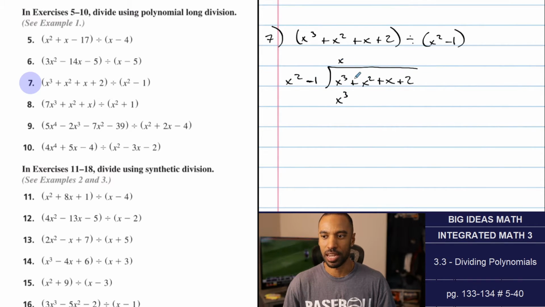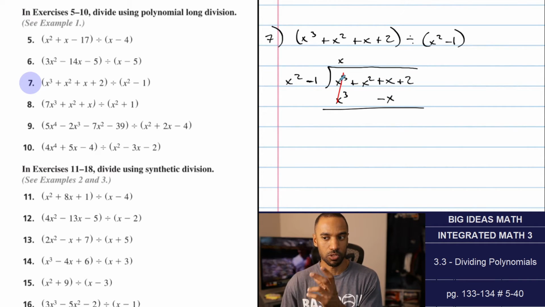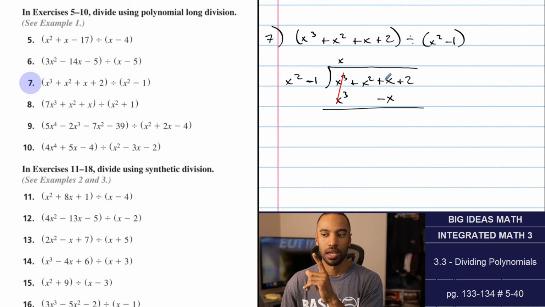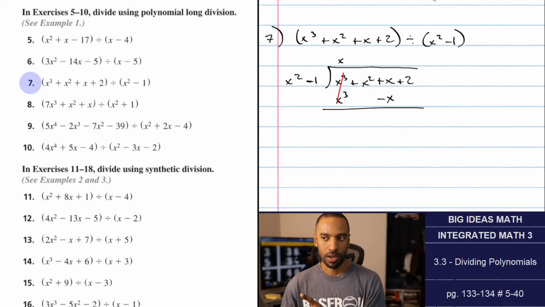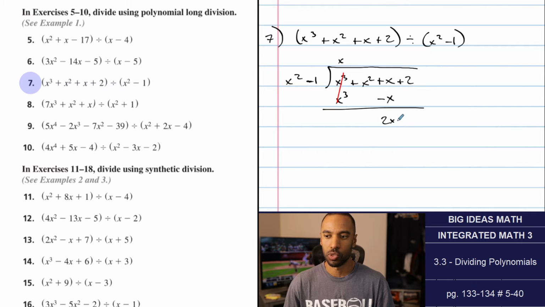Negative 1 times x is negative x. Now, I would write that right here, line it up with the term that makes it work. Now, these ones cancel. Do these ones cancel? No, be careful. Remember, these cancel, they're both positive and we're subtracting. 1 minus negative 1 is 1 plus 1, which is 2. We get a 2x. But don't forget everything else. X squared is here and 2 is here.